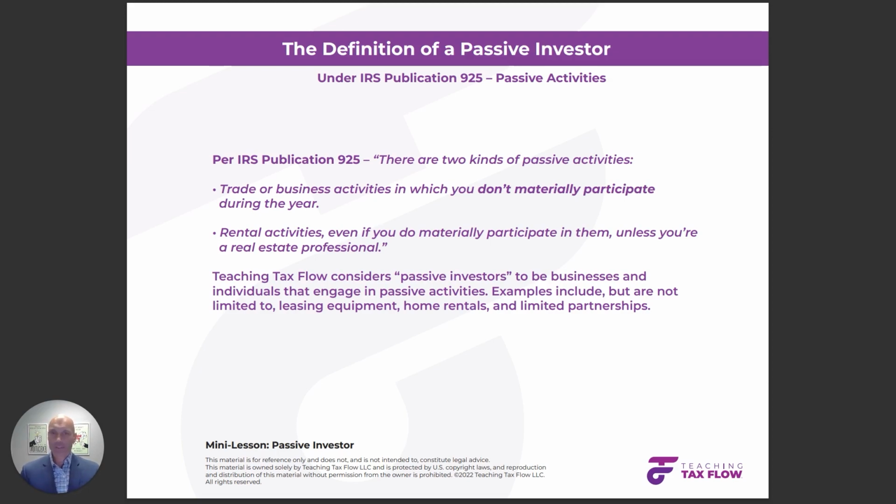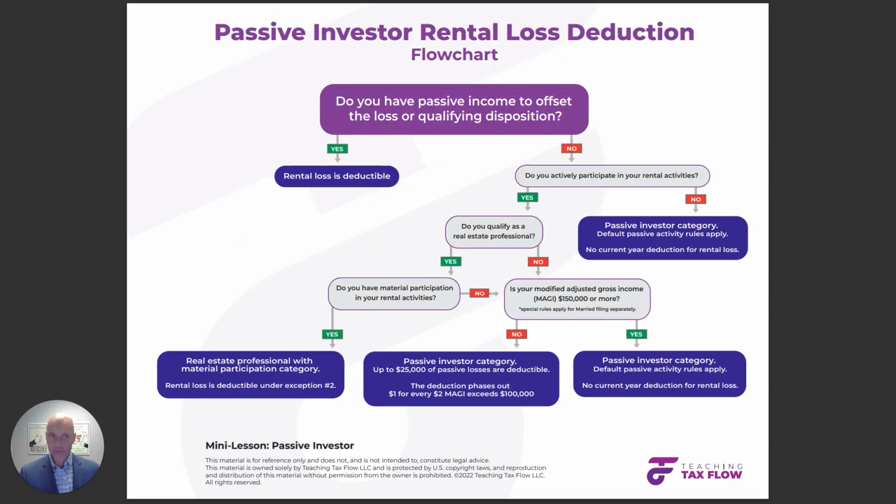Now, again, there's that material participation and there's real estate professional status. Those are two separate mini lessons that I encourage you to check out and are part of this TTF REI course. So let's look at Teaching Tax Flow. TTF considers passive investors to be businesses and individuals that engage in passive activities. All right, so there are some examples here, but just think: two categories of passive investors. One, real estate investors by default, unless you meet some type of special exception. Two, you're in a trade or business in which you do not have material participation.